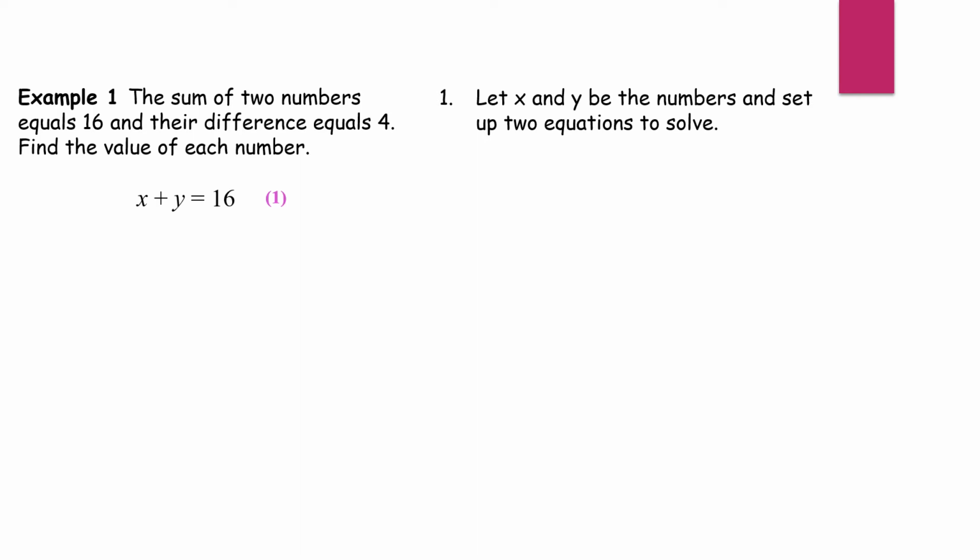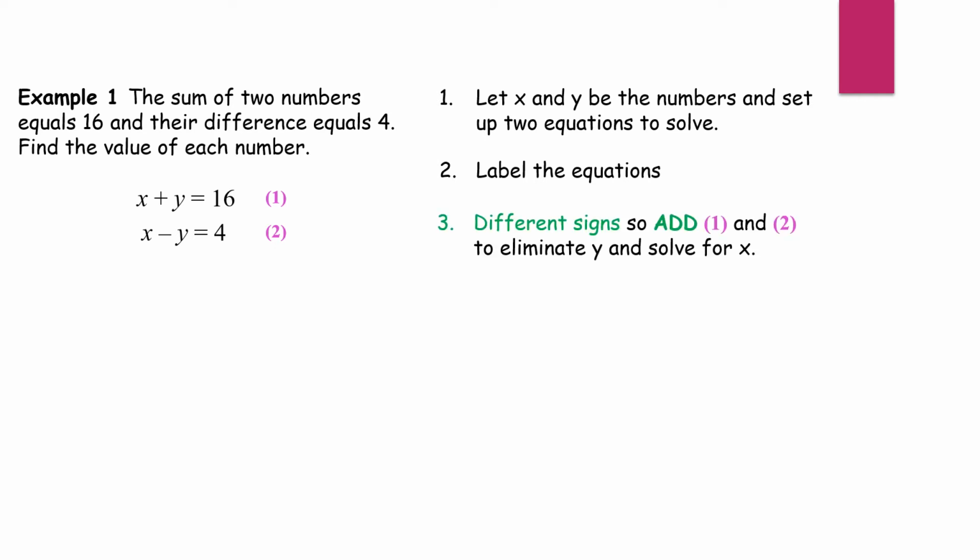Difference means subtract. So to work out the difference of those numbers equals 4, we're going to say that x minus y equals 4, and we're going to label that one equation 2. They're different signs. Our coefficients are the same, so we're going to add 1 plus 2 to eliminate y and solve for x. So we're going to get 2x equals 20. Then we're going to divide both sides by 2, and we're going to get x equals 10.